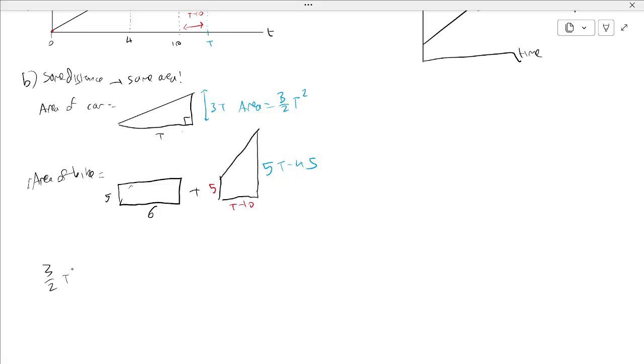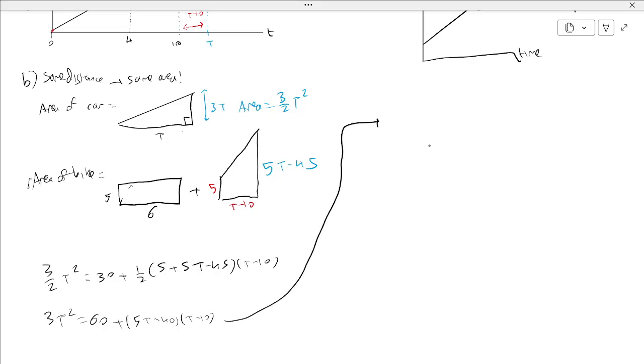So 3 over 2 t squared will be equal to 30 plus half (a plus b) h. Okay, area of trapezium. I guess I'll times by 2 both sides. And that becomes (5t minus 40)(t minus 10). Let's just bring this up over here. So 3t squared is 60 plus 5t squared minus 90t plus 400. Let's bring it all to one side. 2t squared minus 90t plus 460 equals 0.